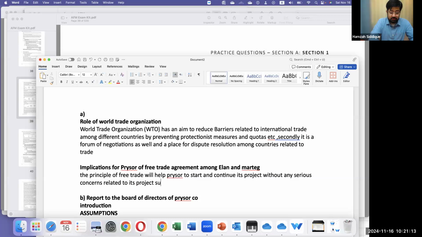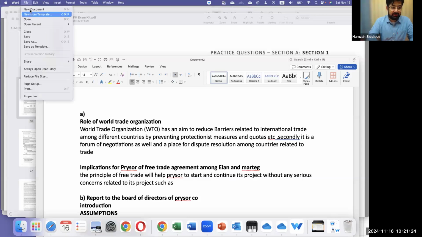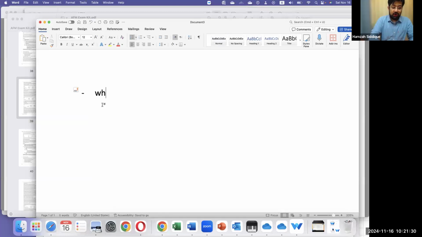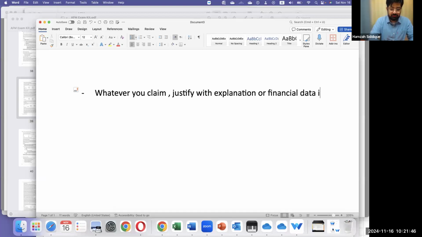such as, now we have to justify whatever we say. One rule of professional marks. Let me open a Word document, which I'll be using throughout the crash course. So whatever you claim, justify with explanation or financial data in the scenario. Okay, these are the rules for professional marks.